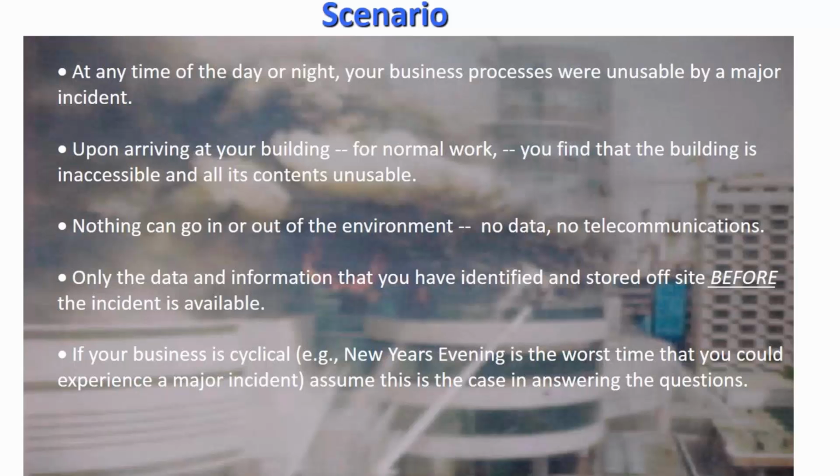And if your business is cyclical, for instance, New Year's evening is the worst time that you could experience a major incident, or another cycle if there is something special in the summer or in the winter, at the end of a month, at the end of the year, at the beginning of the year, you take that time and you answer the questions.